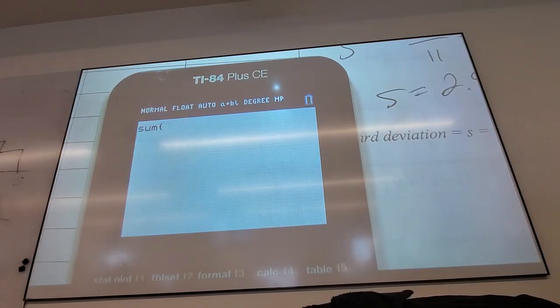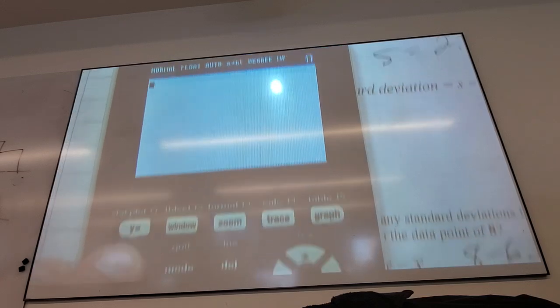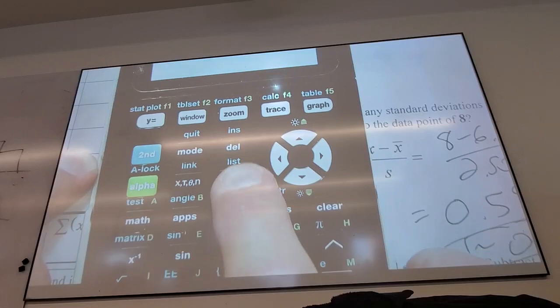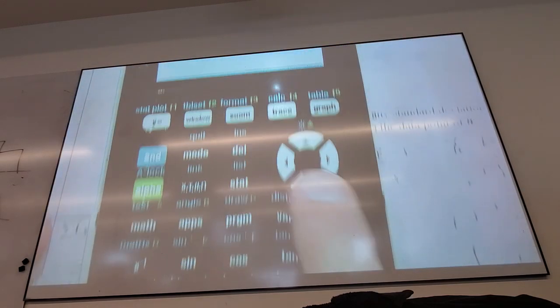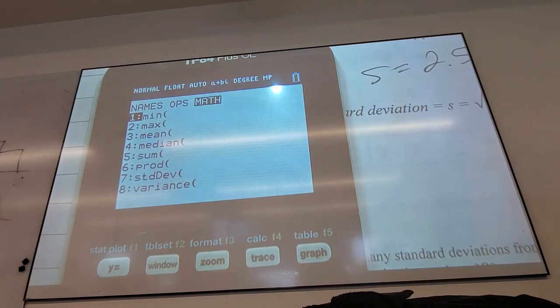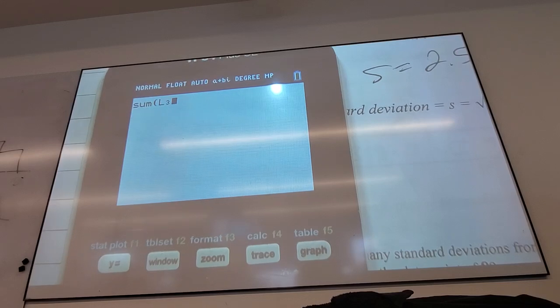What do we want to sum up? List 3. So second stat to get to list. Why does it make sense that I want to go there? Because right now I want to do something to a list. So let me go to the place where it says list. Go to math. I want to sum up, so you can either highlight 5 or you just hit the number 5. I want to sum up second 3, L3.